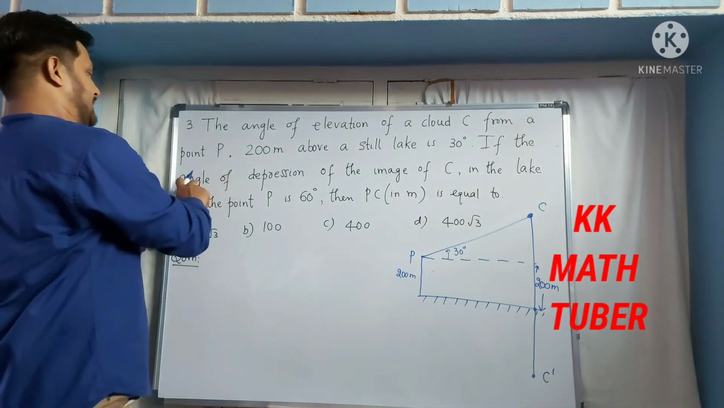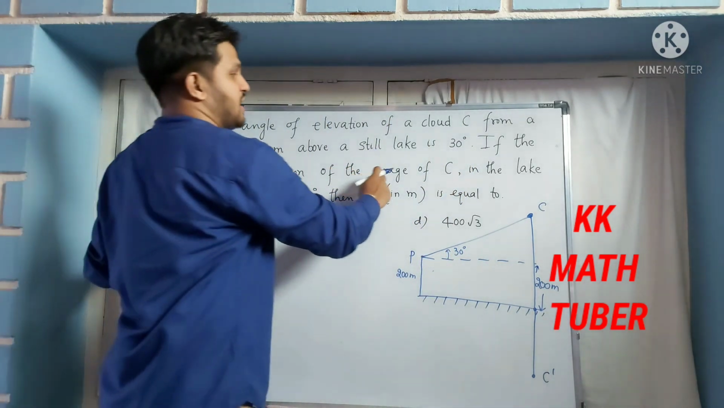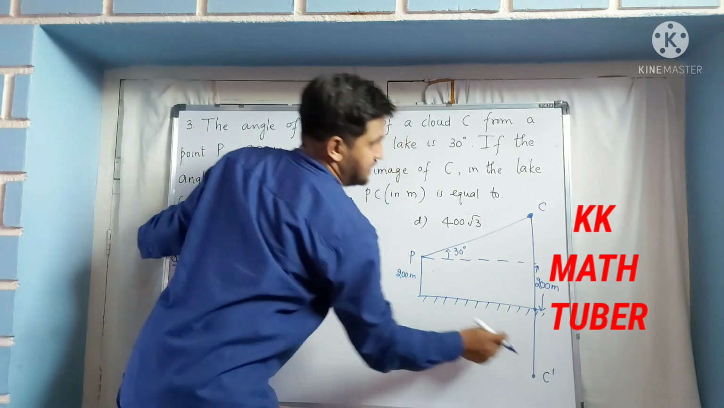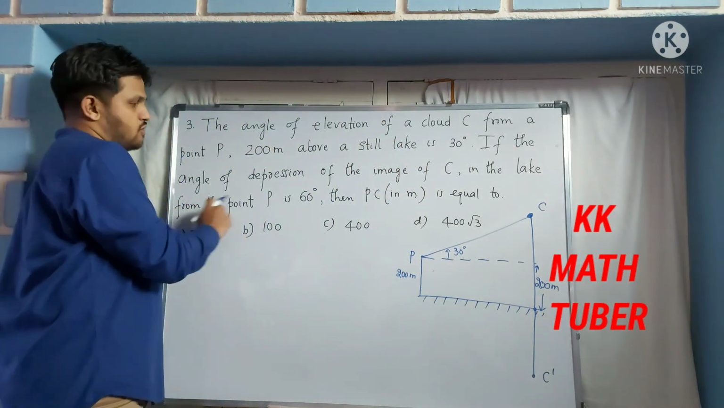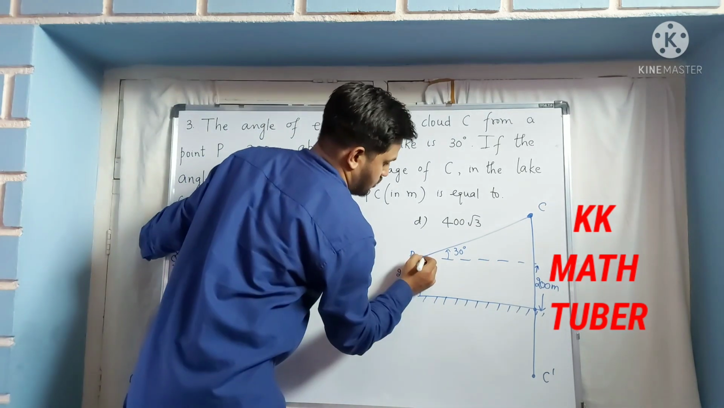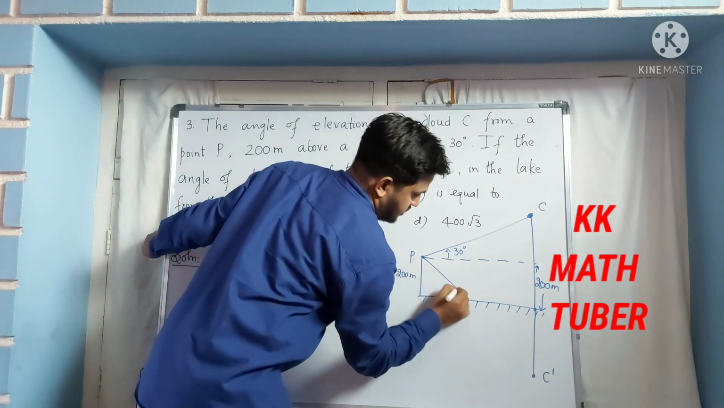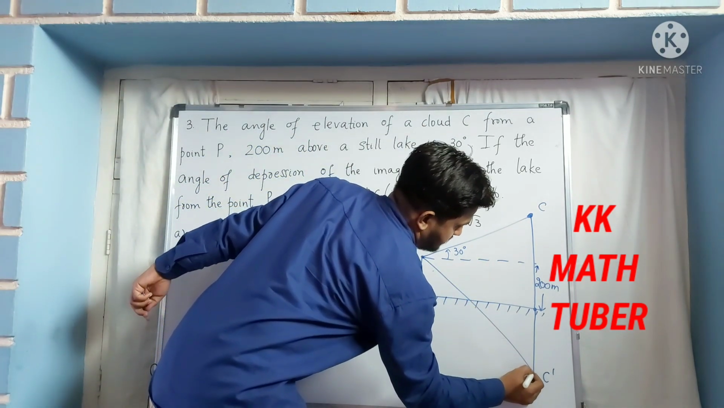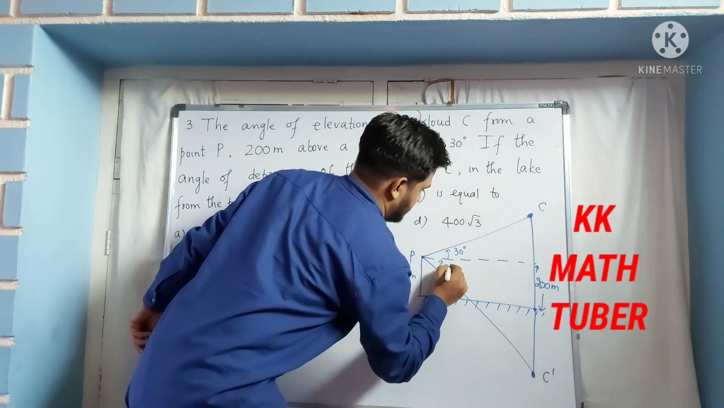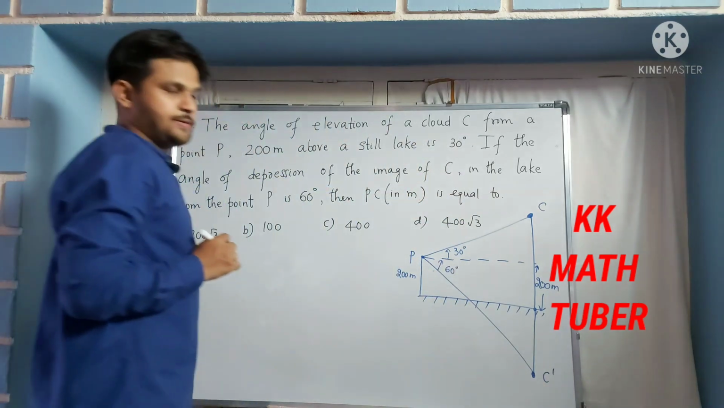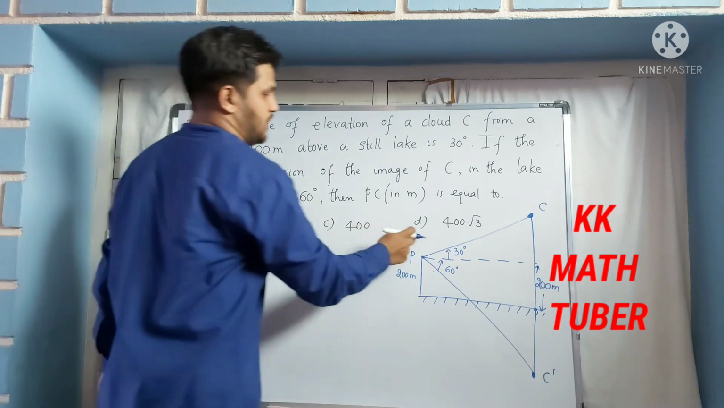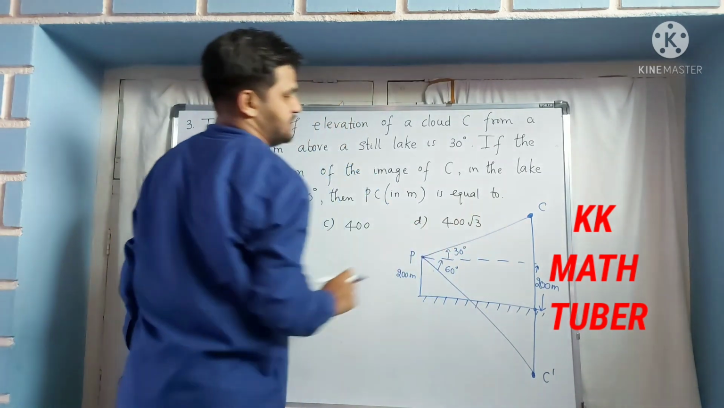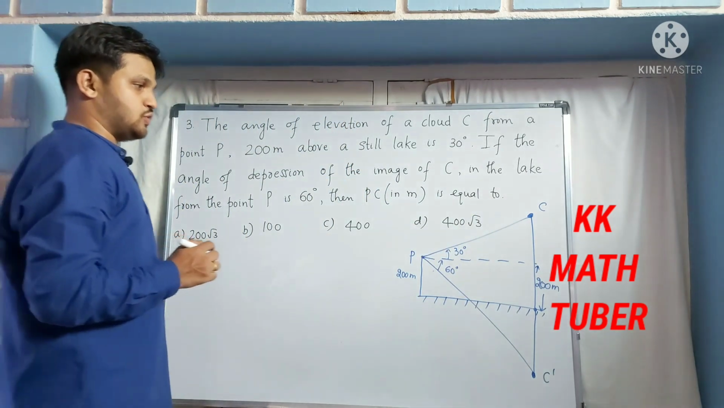So now, the angle of depression of the image of C, C dash, in the lake from the point P is 60 degrees. So from here, the angle of depression is 60 degrees. So this angle is 60 degrees. Now what is the question? You need to find out the length PC. The length PC you are supposed to find out.